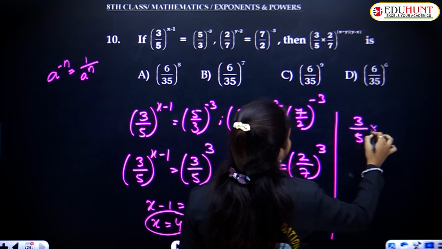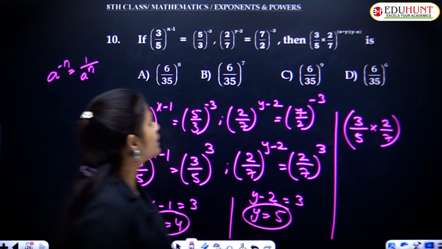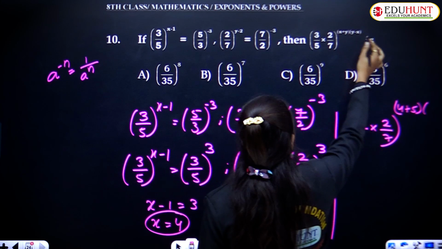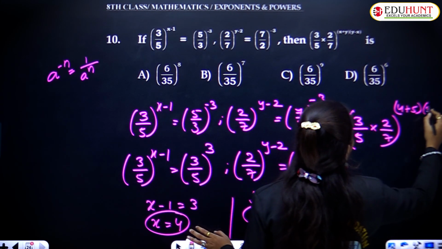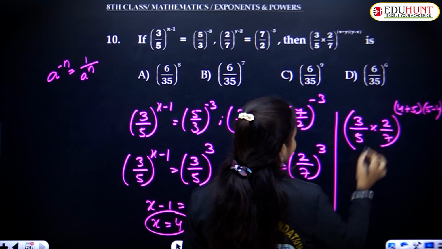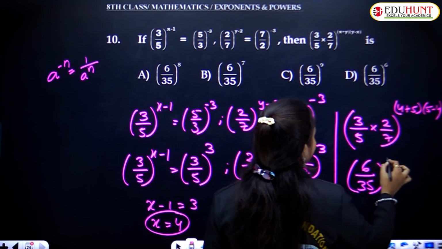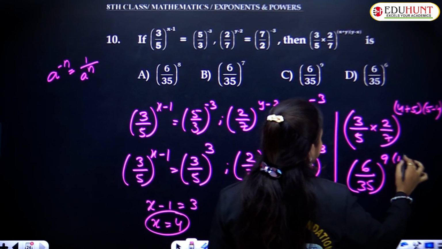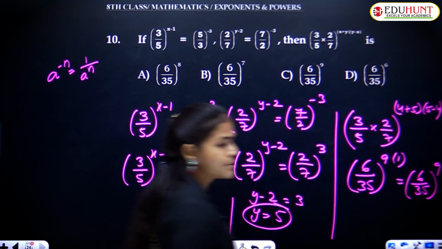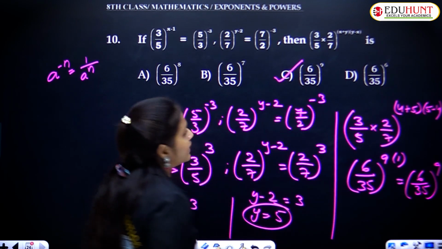(3 by 5 into 2 by 7) whole power x plus y, where x is equal to 4, y is equal to 5. So 4 plus 5, and here y minus x is there. So y minus x is 5 minus 4. Which is equal to 3 twos are 6, 5 sevens are 35, whole power 4 plus 5 is 9, 5 minus 4 is 1. So (6 by 35) whole power 9. Which option is correct? Yes, option C is correct here.